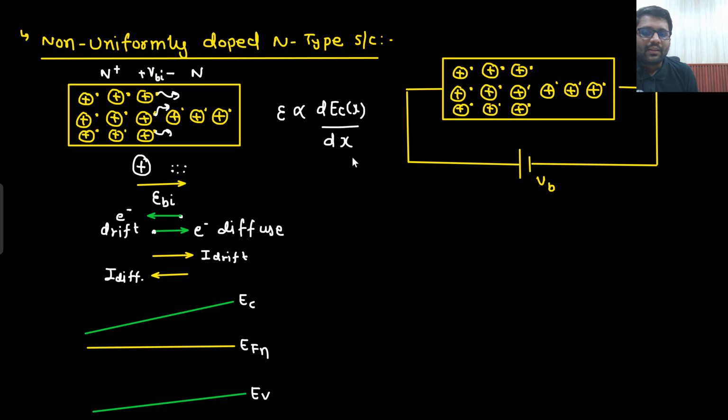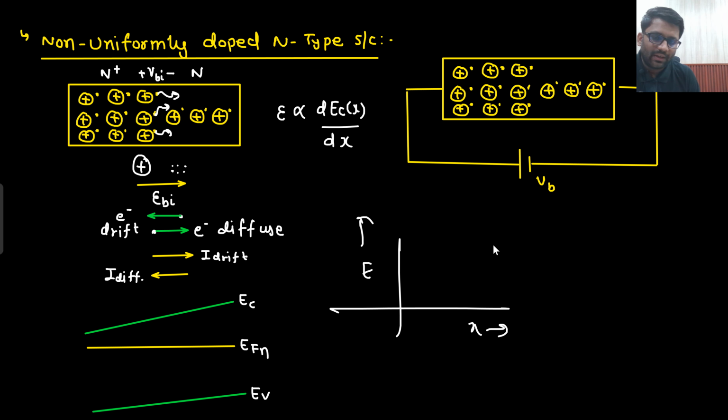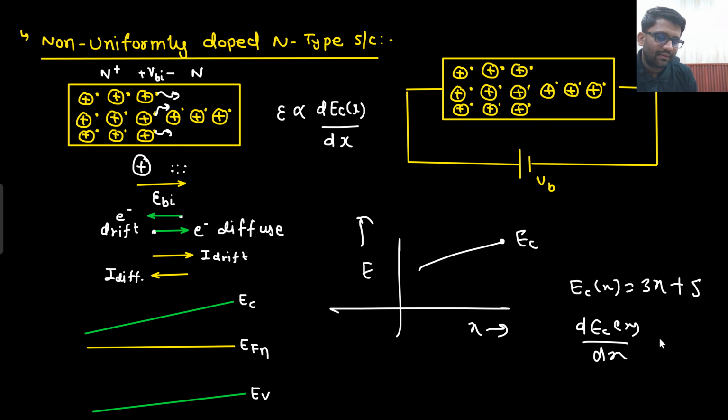Now, if I am saying that the slope of EC is uniform, like if you are making this kind of EC waveform, energy versus x, and you are saying that this is my EC, that means you are saying that EC(x) is linear. It could be some 3x plus 5. So this could be the expression of EC(x). And if you differentiate it, what do you get? 3. That means you are saying that this built-in electric field will be a uniform value.